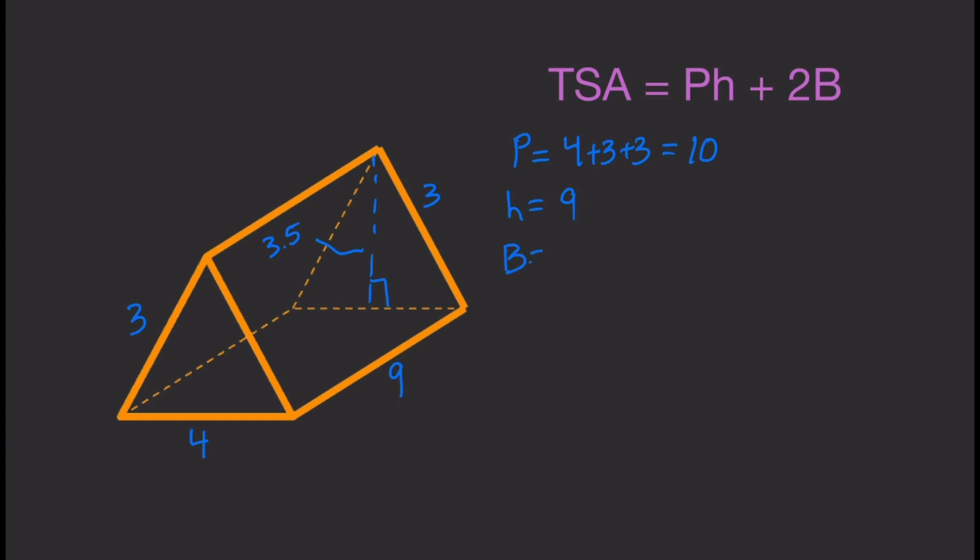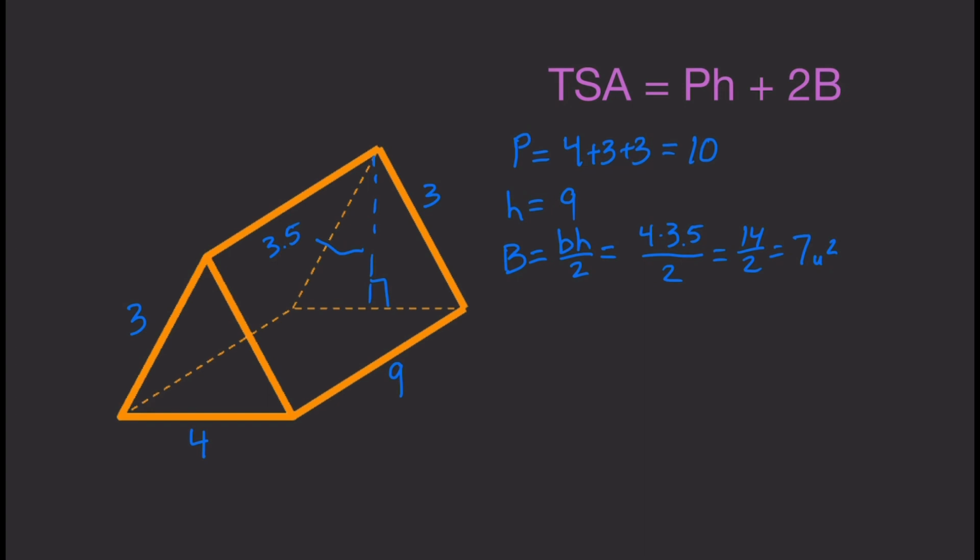The area of the base is just going to be base times height divided by 2. So if I plug in my numbers here, it should be 4 times 3.5 divided by 2. 4 times 3.5 is going to give me 14 divided by 2. So that is going to be 7 units squared.